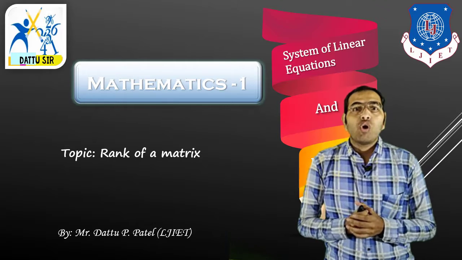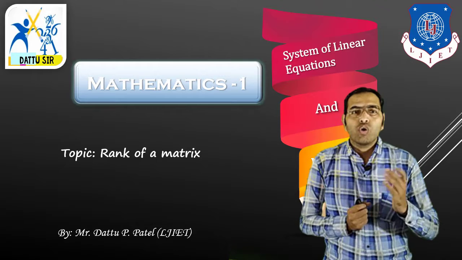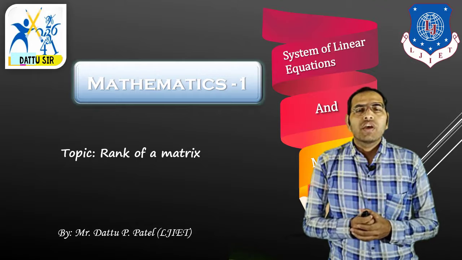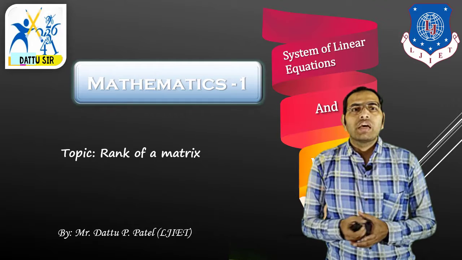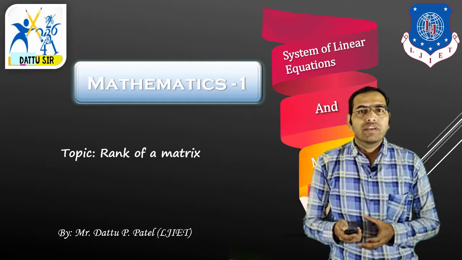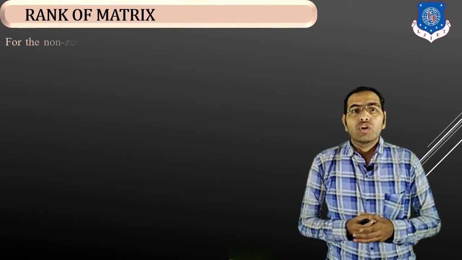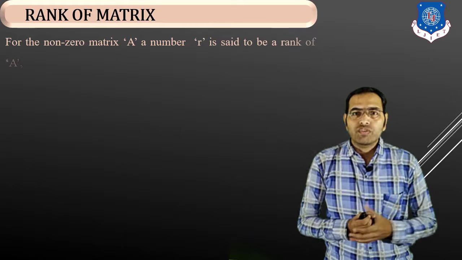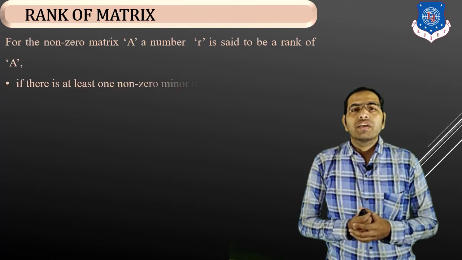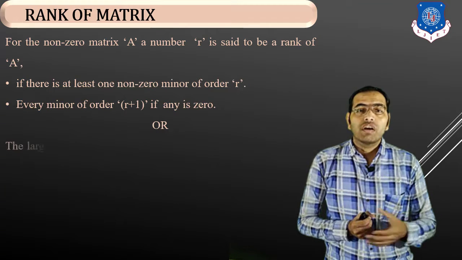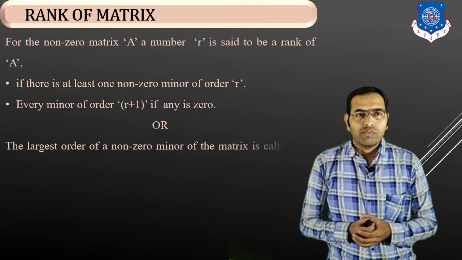In the earlier lecture we already discussed the row echelon form and reduced row echelon form. Today's session we are going to discuss the rank of a matrix. Basically there are three methods for finding the rank. First one, determinant method. Second one, elementary row transformation method. Third one, with the help of normal form.